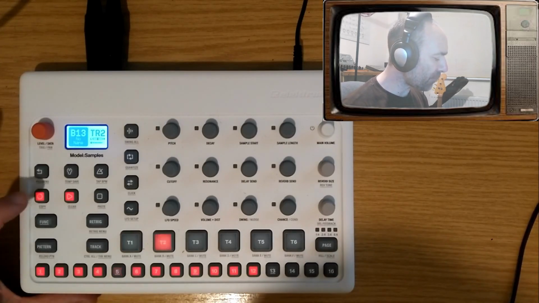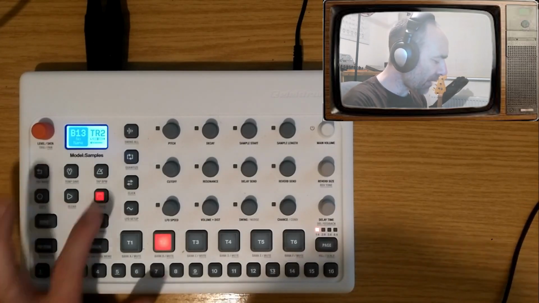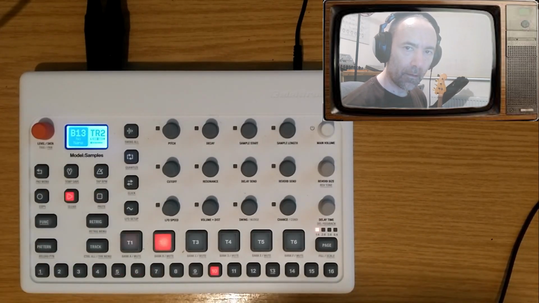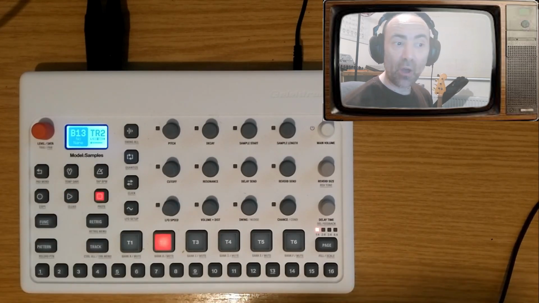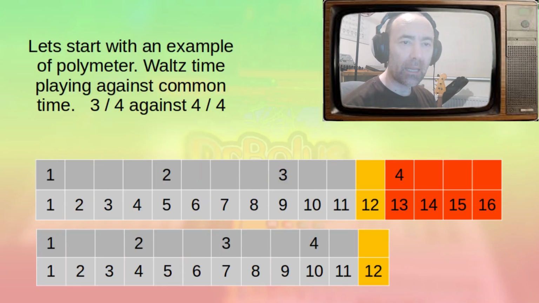And if I press stop, we'll start them going off, you'll hear that gradually drifting. So back there, back to the beginning, get them going, and there we go, nice and easy. Bit of polymeter there. When it gets to the end of step 12, you still got another 4 steps of the 4/4 time going, and that's what creates the drift.